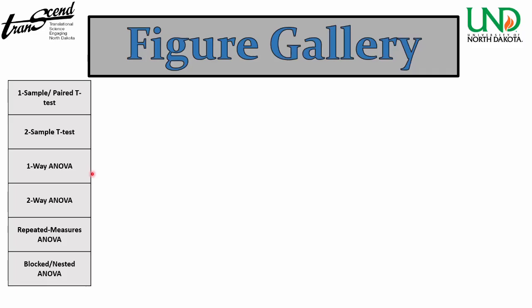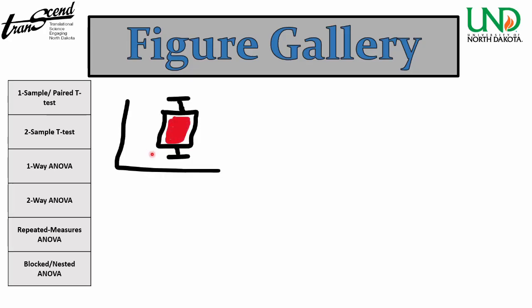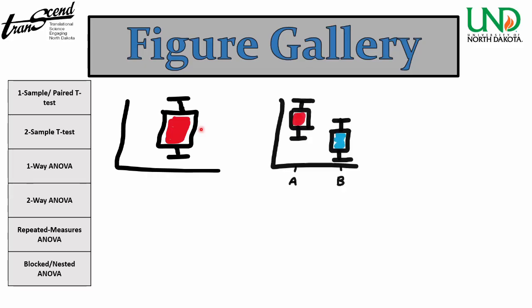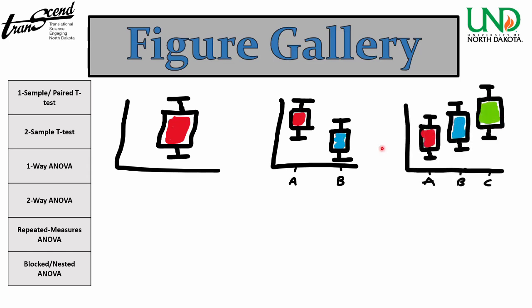So for the group averages, t-test and ANOVA: if you're interested in a one-sample or a paired t-test, you're probably going to have a single box plot for a single group, and there might be a line somewhere that you're comparing your constant to. If it's a two-sample t-test, there are two different groups, so you'll have summary statistics, a box plot across groups A and B. If it's a one-way ANOVA, there will be three or more of those box plots.